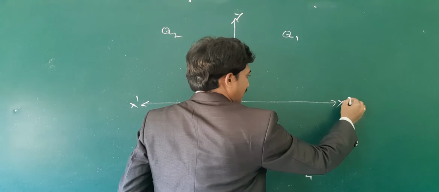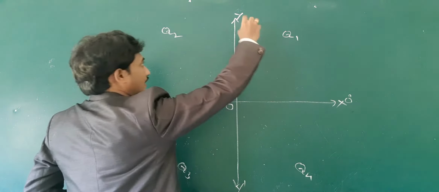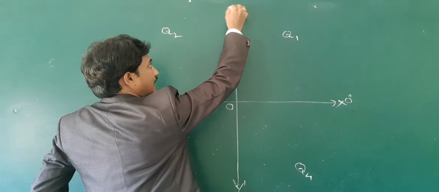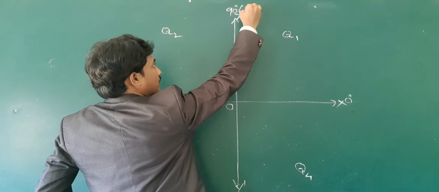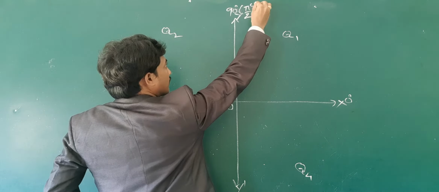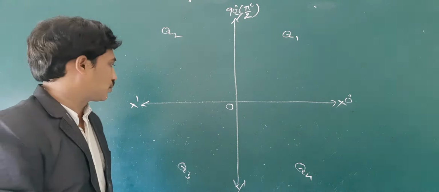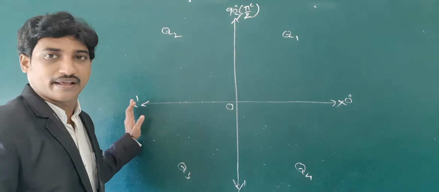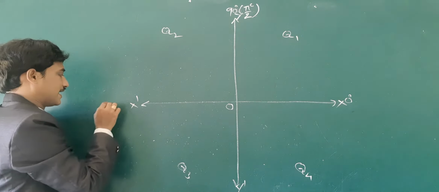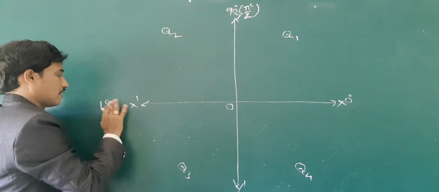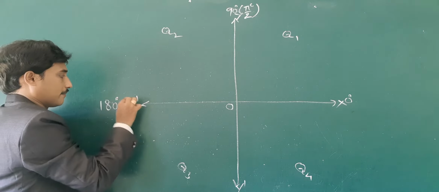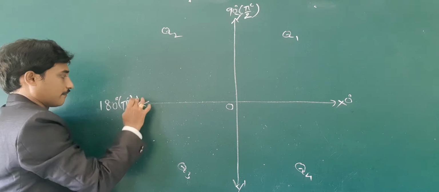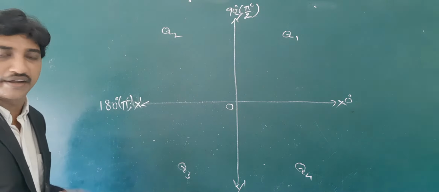Here 0 degree or 0 radian. Here 90 degree or pi by 2 radian. 0 plus 90, 90, 90 plus 90, 180. Here the angle is 180 degree or pi radian.